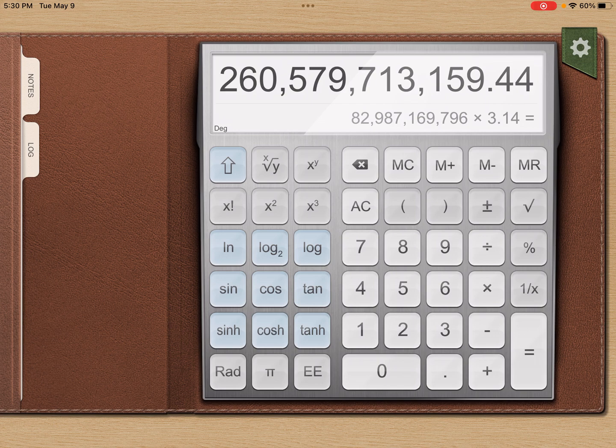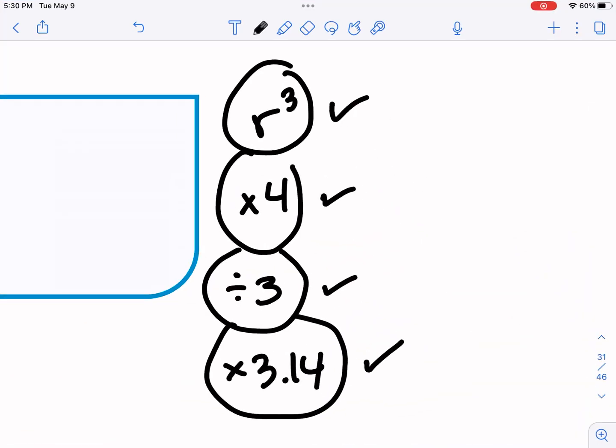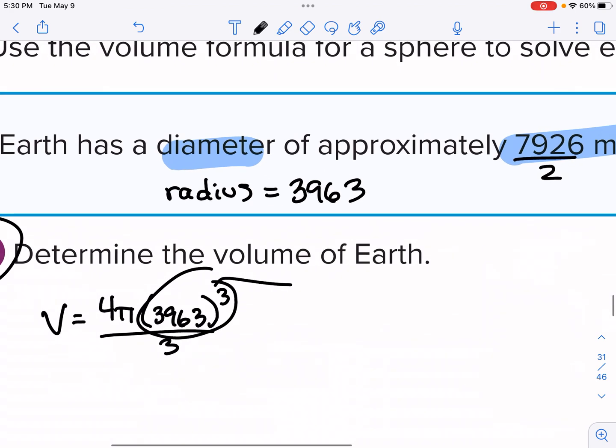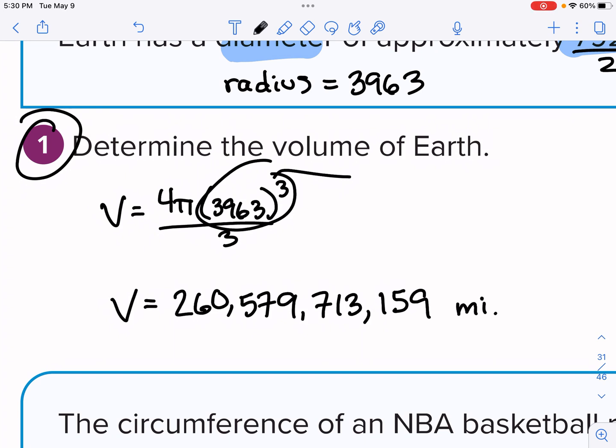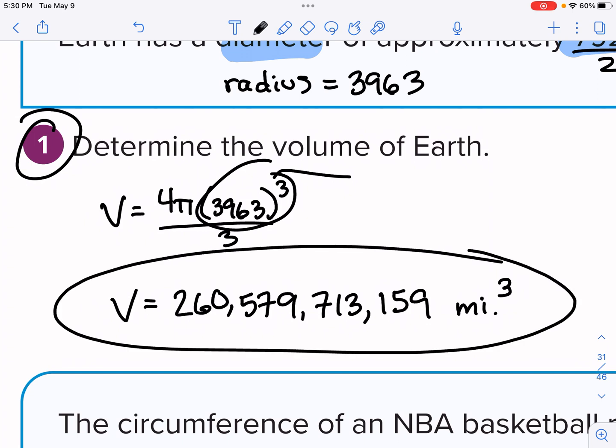This is hundreds, thousands, millions, and it looks like billions. Oh, I can copy this. Okay. Let me write that number over here. All right, let's take our time making sure that we have this right. So the volume of the Earth is 260,579,713,159 cubic miles. We could have rounded to the hundredths place, but this number is so big the hundredths place is insignificant. So it says 260 billion cubic miles.